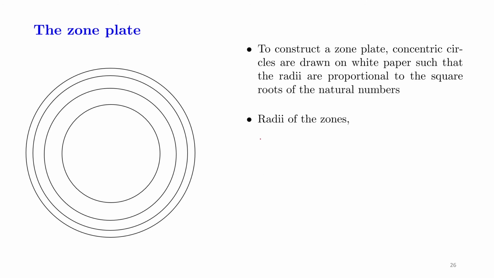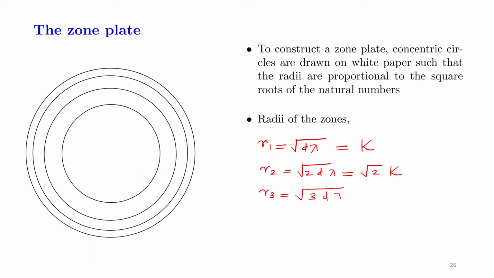The radii of the zones are defined as r1 equal to square root of d lambda. Let us call that as k. R2 will be square root of 2 times d lambda, and this is equal to root 2 times k. Similarly, R3 equal to square root of 3 d lambda, and this is equal to root 3 times k. And Rn would be square root of n d lambda, and this is equal to square root n times k.